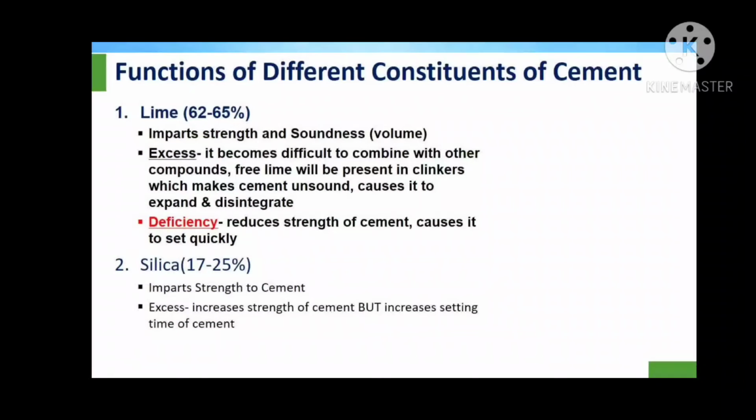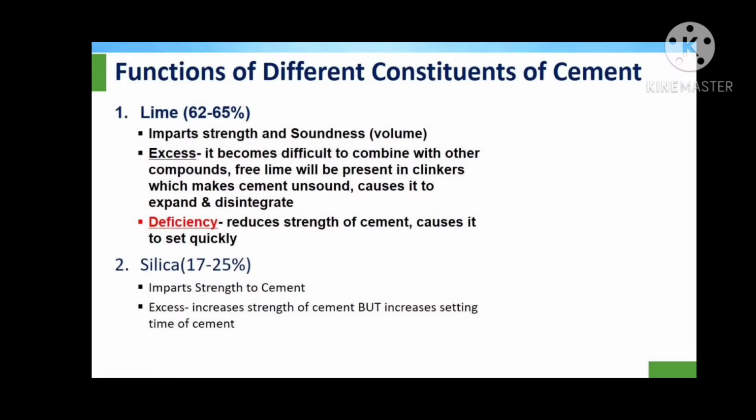Function of different constituents of cement. First, lime imparts strength and soundness. In excess, it becomes difficult to combine with other compounds. Free lime will be present in clinkers, which makes cement unsound, causing it to expand and disintegrate. Deficiency reduces the strength of cement and causes it to set quickly.